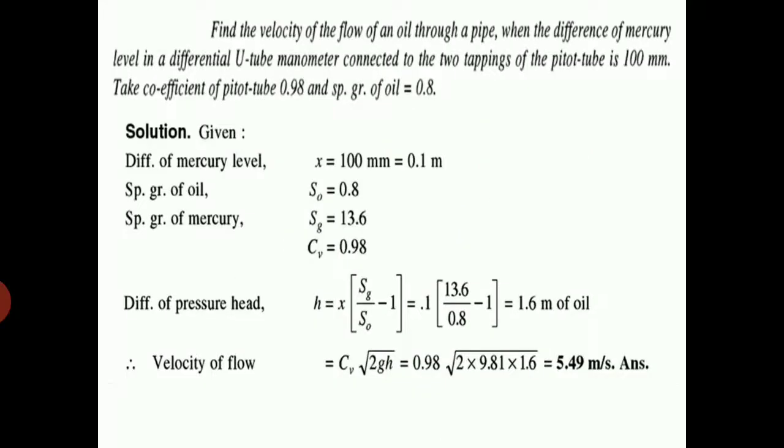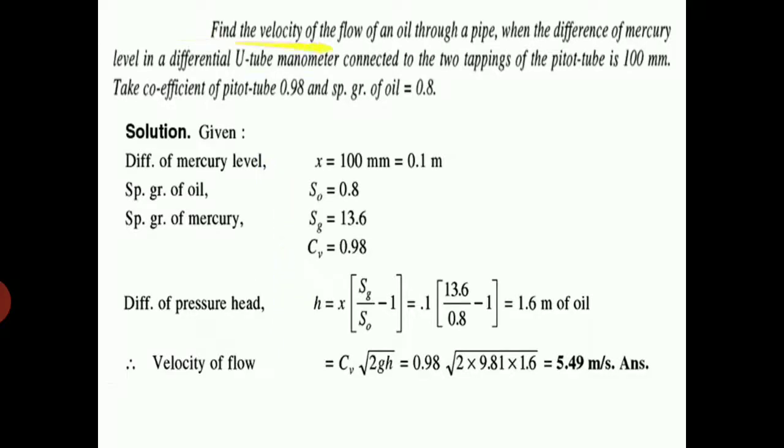Now the numericals. The first numerical is like this: find the velocity of flow of an oil through a pipe, when the difference of mercury level in the differential manometer connected to the two tappings of the Pitot tube is 100 mm. Take the coefficient of the Pitot tube as 0.98 and the specific gravity of oil as 0.8. So what is the data given to us in this numerical?